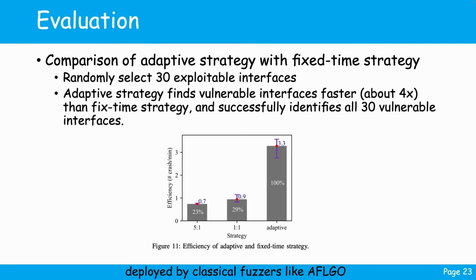To evaluate the effectiveness of our adaptive strategy, we compare it with the fixed-time strategy deployed by classical fuzzers like AIValGo. Especially, we randomly select 30 exploitable interfaces from our results and separately run StrawFuzzer with adaptive strategy and 2 fixed-time strategies. The result shows that our adaptive strategy finds vulnerable interfaces faster than the fixed-time strategy and successfully identifies all 30 vulnerable interfaces, while fixed-time strategy fails to discover 2 of them before exceeding the timeout. This is because adaptive strategy leaves more time for exploitation.